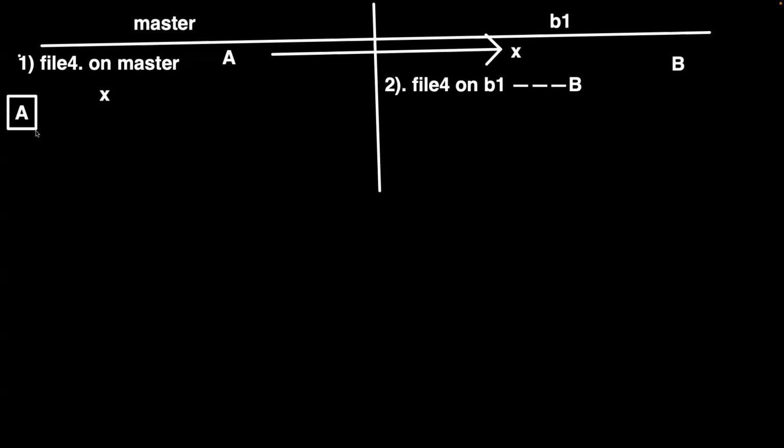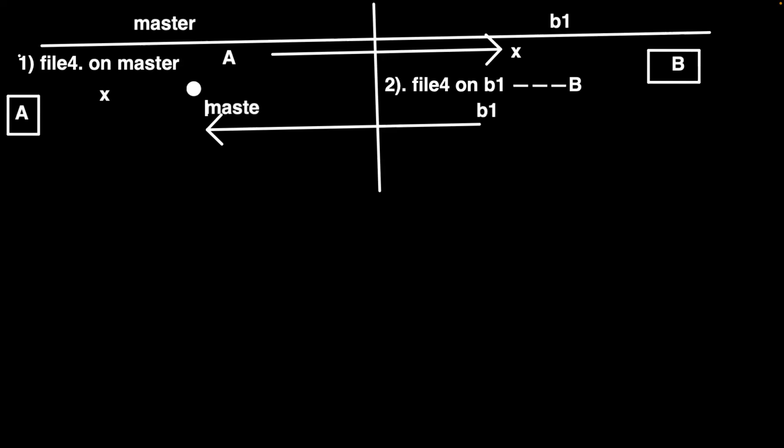Log history, the commit history of file 4, is like this. Okay, now I want to merge. The meaning of merge is to integrate changes from one branch to another. Here, we are integrating changes from B1 to master. This is called merging. You bring changes from one branch to the other branch. Integrate changes from B1 to the master branch, which is merge.